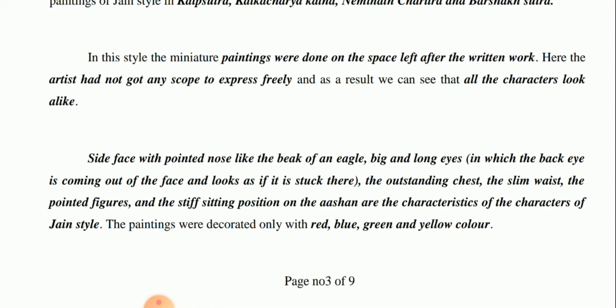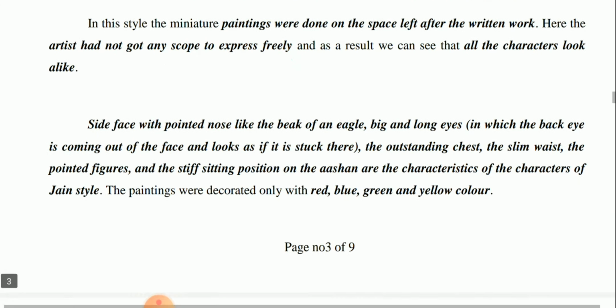Now, we will see some of the characteristics of the paintings of Jain style of art. Means if you see a painting of Jain style of art, how will you be able to judge that this is a painting of Jain style of art? By following features, you will be able to judge that. The first feature is the side face with a pointed nose, like the beak of an eagle, and big and long eyes, in which the back eye comes out of the face and looks as if it is stuck over there. You can search in Google about the paintings of Jain style of art, so you will be able to see the colorful paintings.